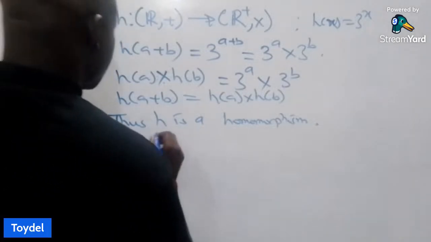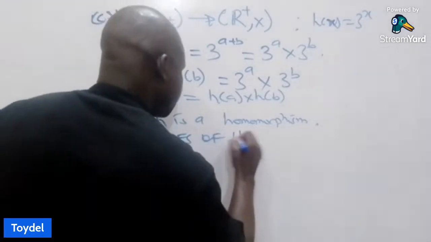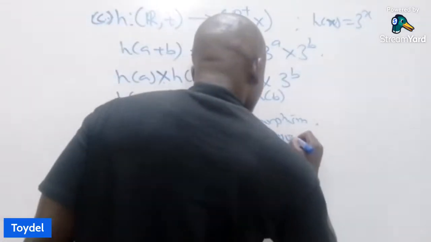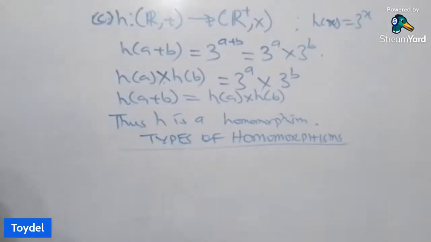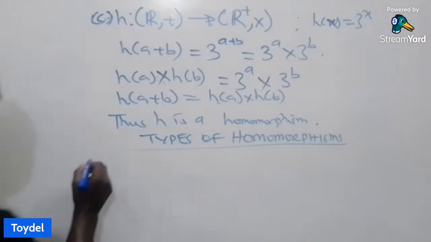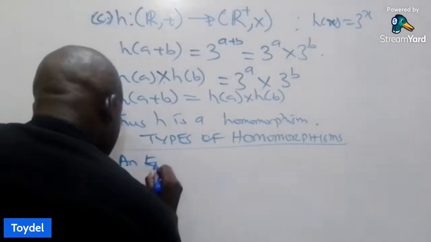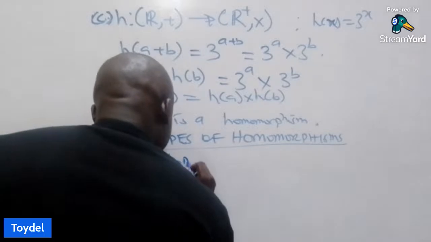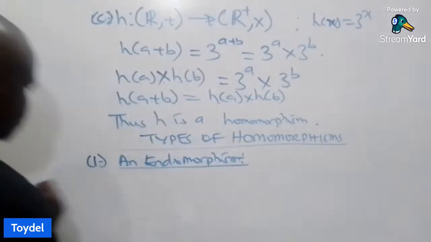There are 5 types of homomorphism. Basically, we have 5 types of homomorphism. Then the first one that we talk about is called an endomorphism. That's the first type of homomorphism.